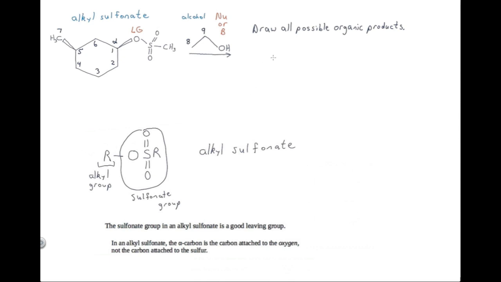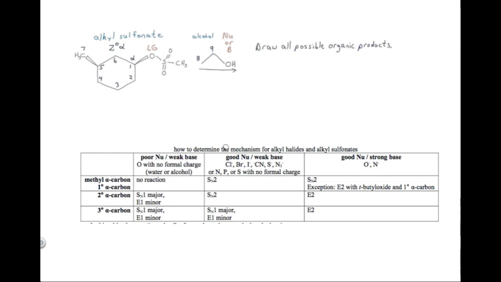Now we need to choose our mechanism. Before we can do that, we have to determine that our alpha carbon here is secondary. Always write down what type of alpha carbon you have. You can see from the title of this table that the table is designed to apply not just to alkyl halides, such as we've dealt with in the previous videos in this series, but the table should also apply to an alkyl sulfonate, such as we are dealing with in this problem.